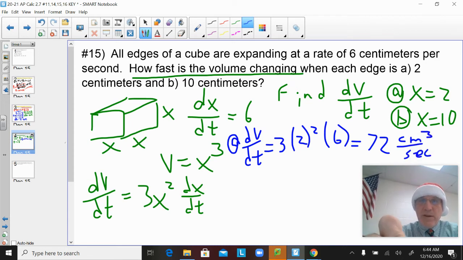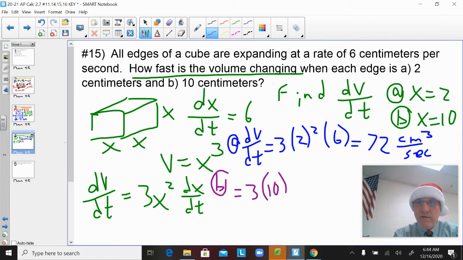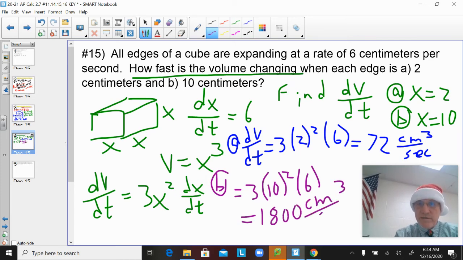And then for part B in purple here, the only difference is my value for x is now 10. So dV dt is 3 times 10 squared times 6. That's a 2, which is what, 1800 maybe? 1800 still centimeters cubed per second. That would be dV dt. So number 15 had to do with the volume of a cube.